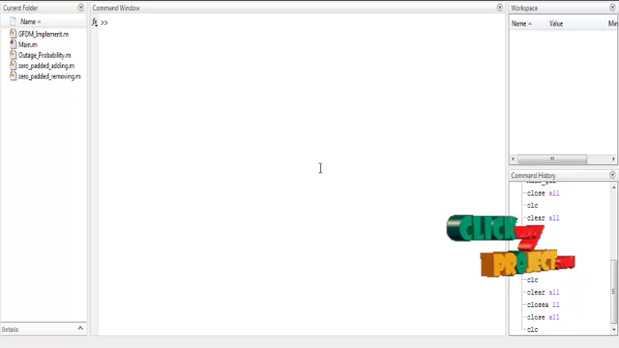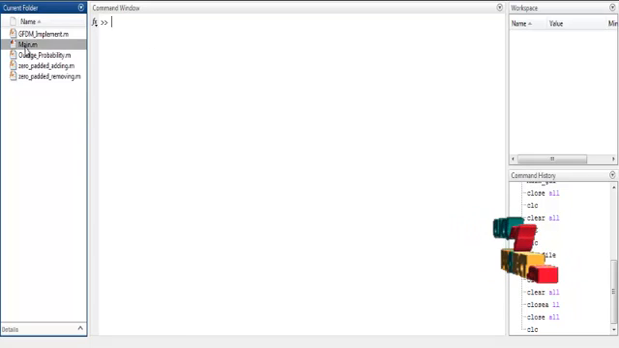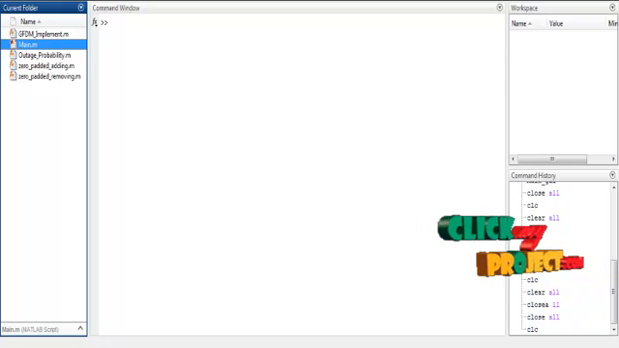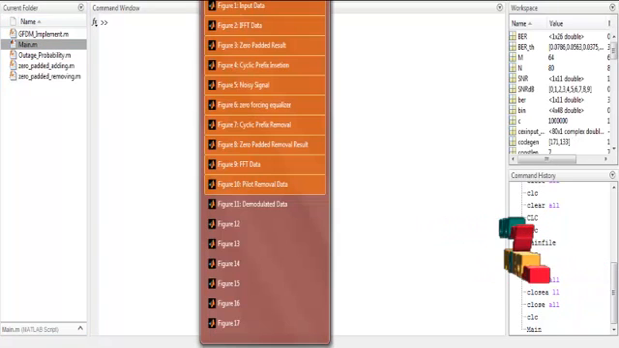Now let us discuss the running procedure for the process. Click the main file and then run. It takes some time to run the process. Now all the figures are displayed.